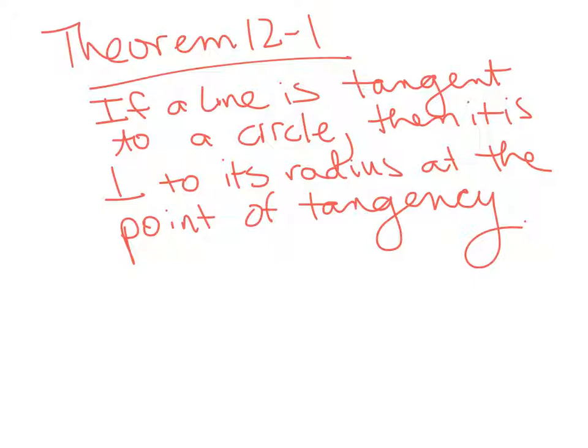So we have some theorems that go with tangents. The first one is theorem 12.1. If the line is tangent to a circle, then it is perpendicular to its radius at the point of tangency. So if we have this circle and a line tangent to the circle, then I know that the radius and that tangent line will be perpendicular at that point of tangency. So that's going to help us figure out a lot of different things, because we know that if we've got a right angle, we can make all sorts of different shapes, particularly right triangles.